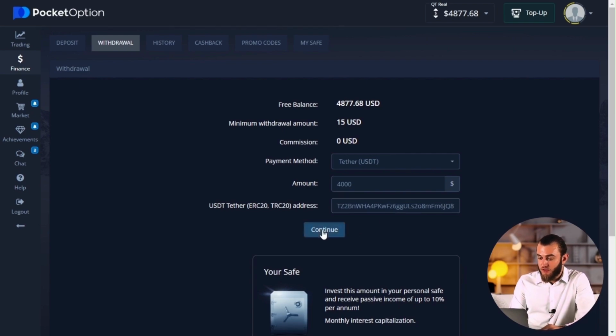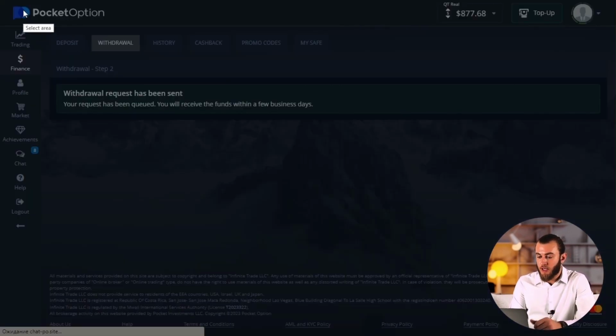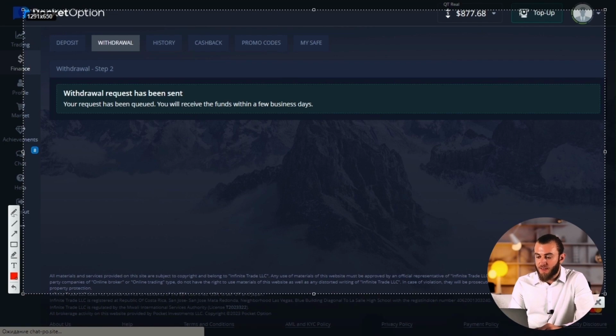Alright, all the info is filled out, so we just gotta hit the continue button and wait a little bit. That's pretty much it. I don't enter a PIN code because I use this wallet regularly. The money has been withdrawn, now we just have to wait for it to be credited. As you can see, the balance on the trading account has decreased. $4,000 flew into my wallet.